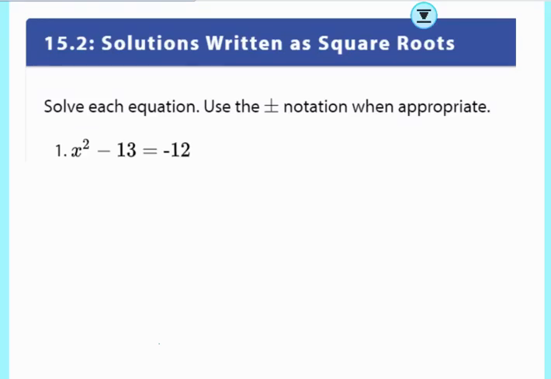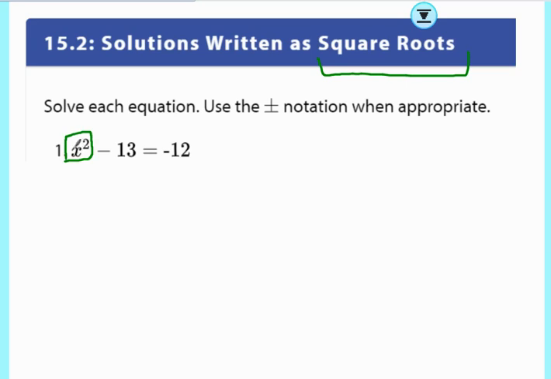Welcome to 15.2 Solutions Written as Square Roots. We are going to solve each equation and we're going to use the plus or minus notation when it's appropriate. All right, this first equation, in order to use square roots, we want to get the x squared, whatever is being squared, by itself.